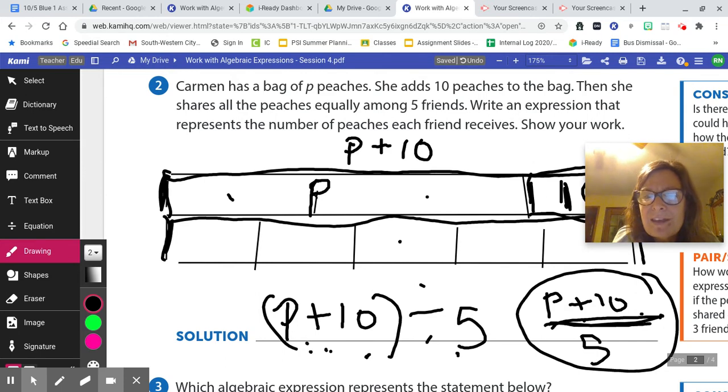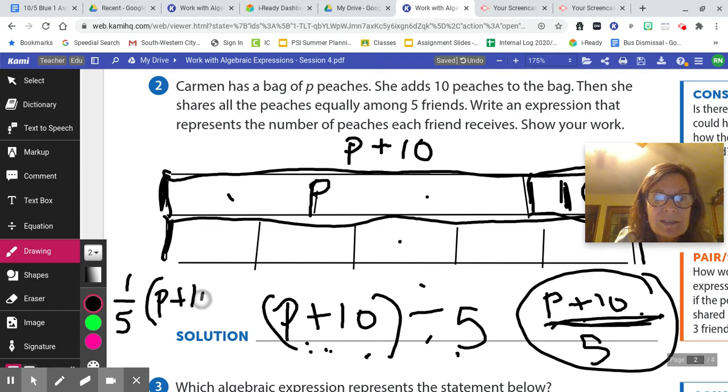And I wonder if you could think of another way to show when you divide by 5. Dividing by 5 is the same as multiplying by 1/5. 1/5 of (p plus 10). Those would all be solutions to this problem.